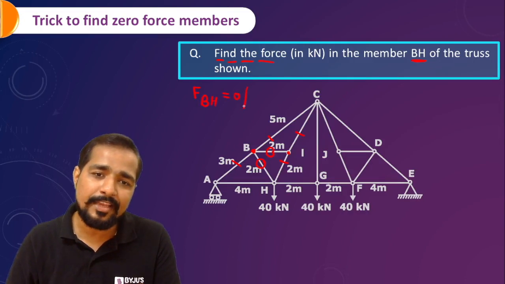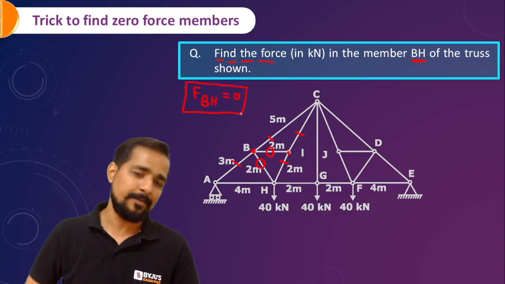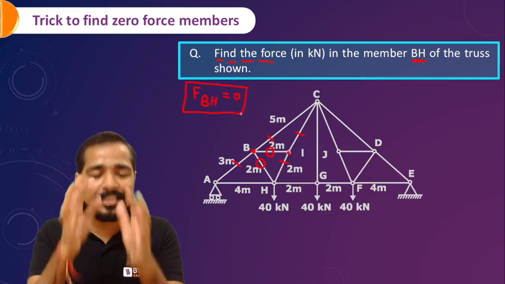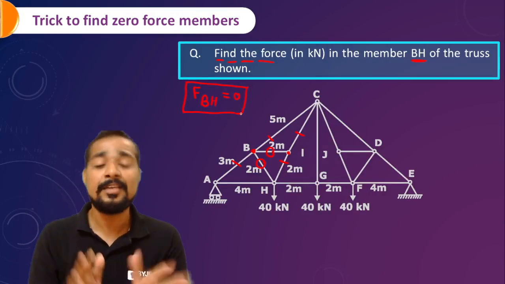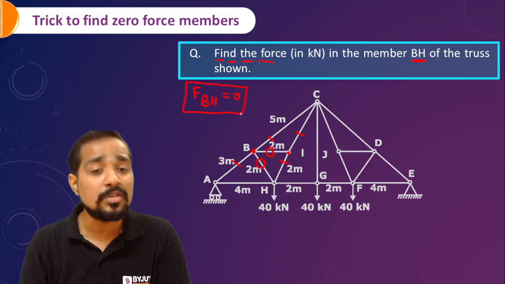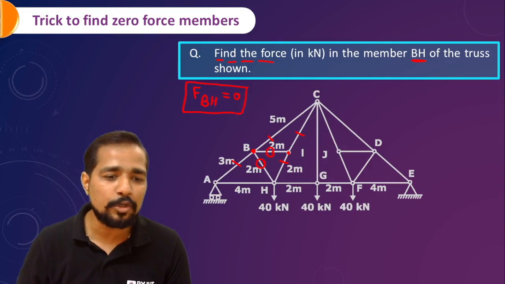So first of all, even if you need to check the value of the force on any truss member, first of all check whether it follows any condition out of these four steps or not. Then you need to solve the question by method of section or method of joint. Let's start to solve one more problem.